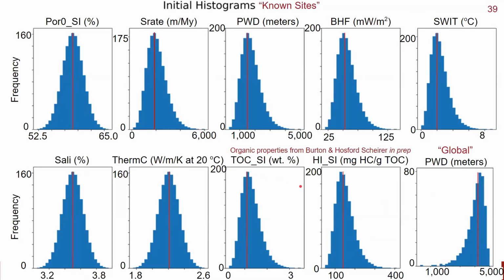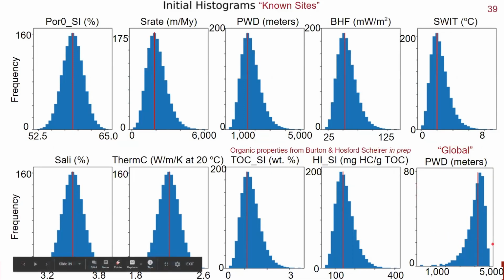I'd like to point out that for the organic properties, which is important for the generation of gas, when you have higher organic properties, more gas is generated. We took these distributions from Burton and Hertfordshire, which is in preparation now. One thing that we changed, so we will be presenting two main types of models, so two different sets of models. One, like I mentioned, is the statistics from these known sites, and then one is actually from global sites.